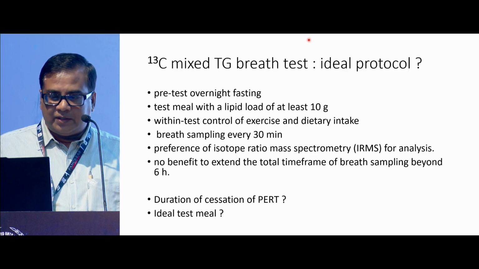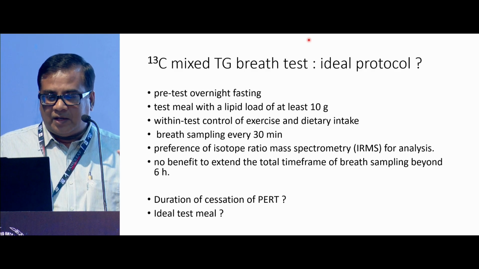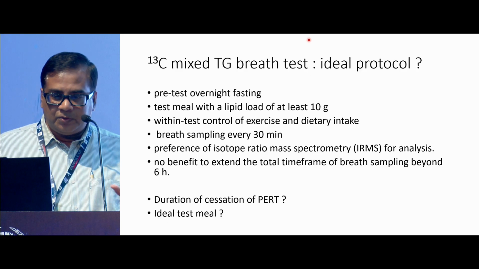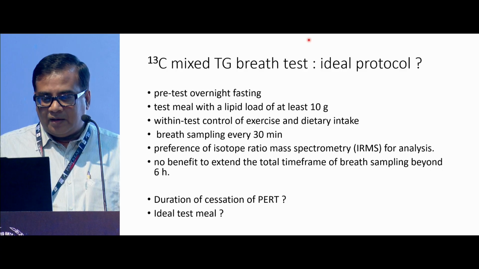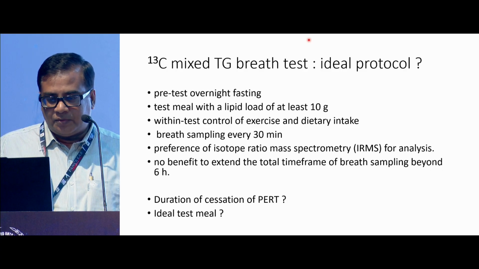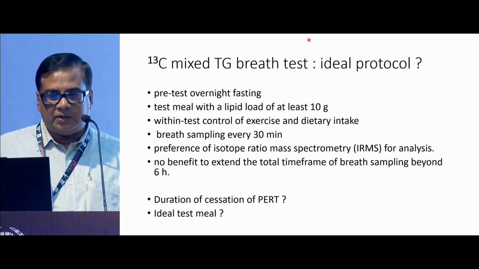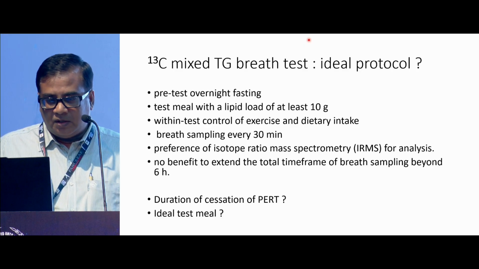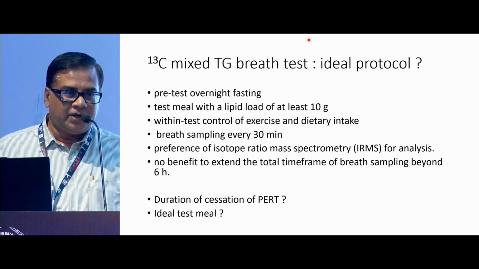For example, the general consensus is that it should be done after overnight fasting, the test meal should have at least 10 gram of lipids, and exercise and dietary intake should be controlled. Breath samples are taken every 30 minutes, and there is no point doing more than 6 hours. Usually up to 5 hours is done, and isotope ratio mass spectrometry is preferred for the analysis. There is some confusion regarding the ideal test meal and how long you should stop PRT before doing this test. The general feeling is that with some modifications, this test could become more widely used and more popular.